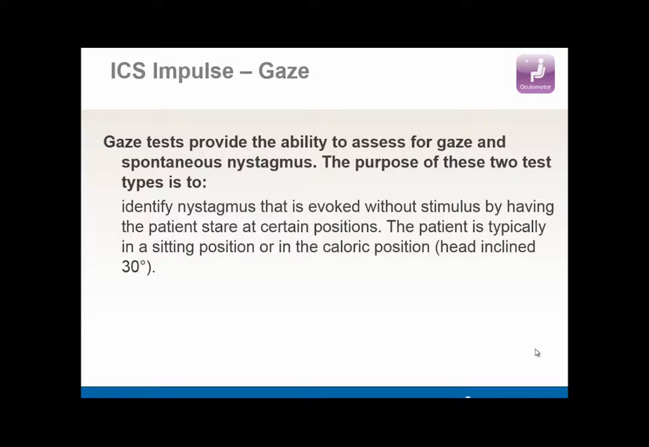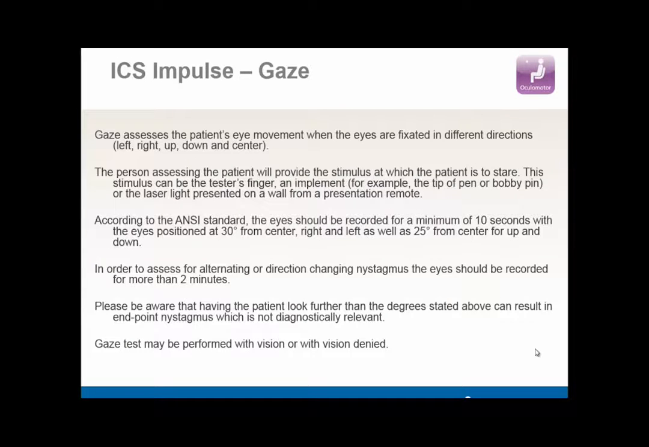The purpose of these two test types is to identify nystagmus that is evoked without stimulus by having the patient stare at certain positions. The patient is typically in a sitting position or in a caloric position, the caloric position being the head is inclined 30 degrees. Gaze assesses the patient's eye movement when the eyes are fixated in different directions, left, right, up, down, and center.